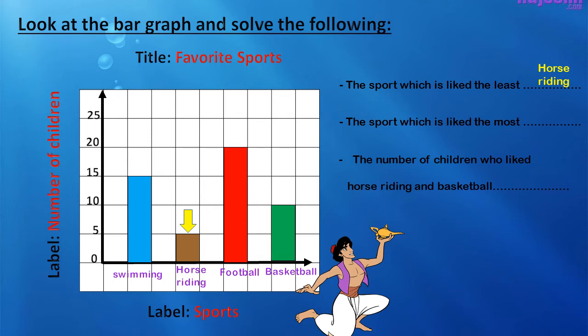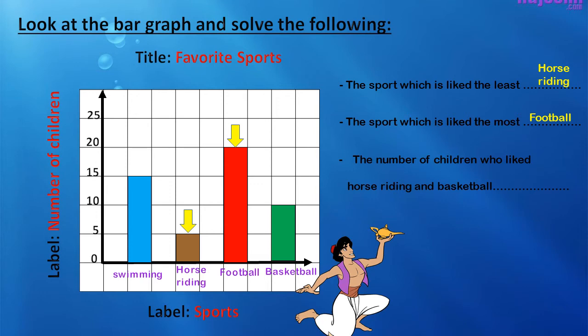The second question, the sport which is liked the most. The majority of the children choose this type of sport. Look at the bar graph. Which one is the most amount of children choose it? Yes, it is football. Guys, I want you to focus when you want to estimate which one is most and which one is least, to see the bar from down to up, down to up, okay?